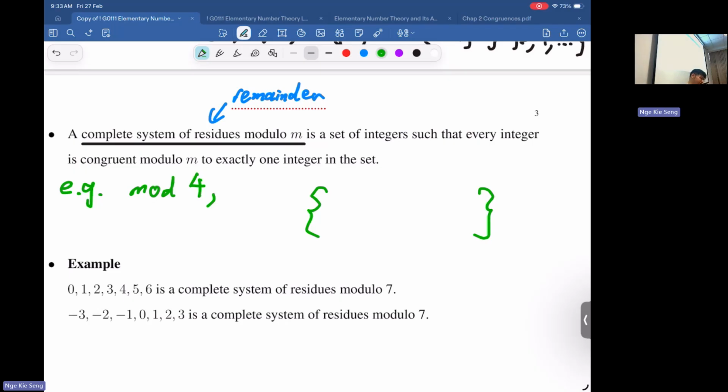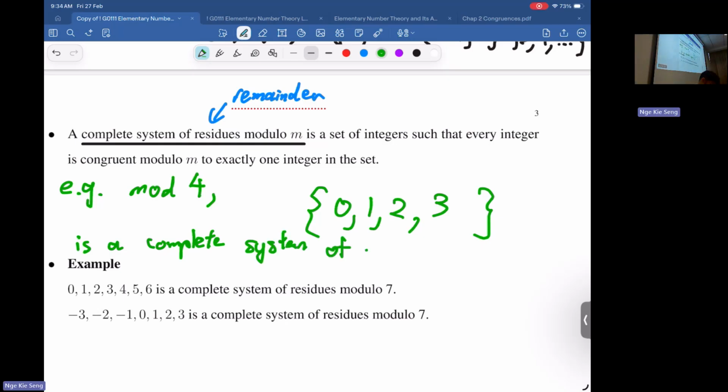So just now we talked about remainder, right? If you are mod 4, how many kinds of remainder do you have? There are 4 of them: 0, 1, 2, up to n minus 1. So in this case, here is 3. So this is a complete system of residue mod 4.